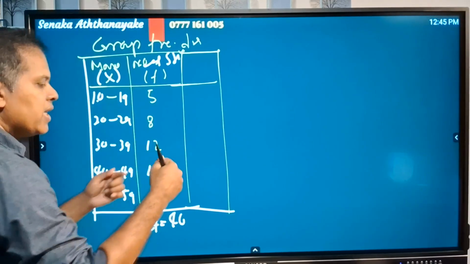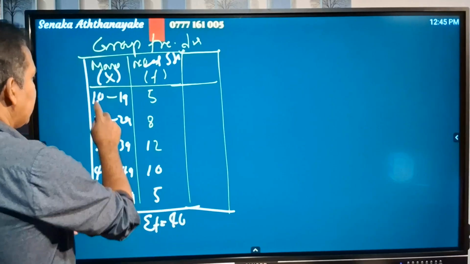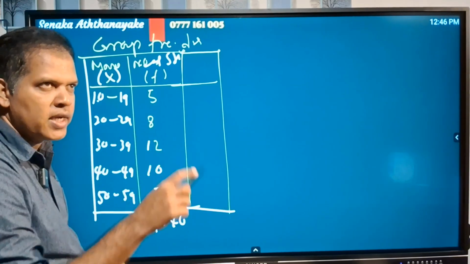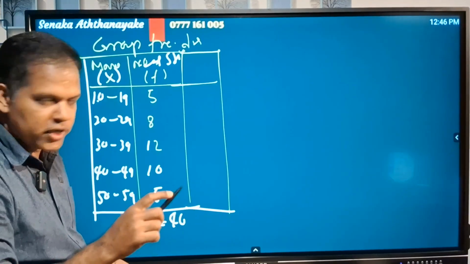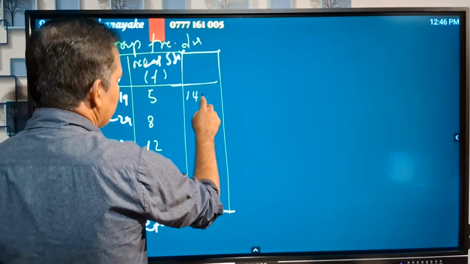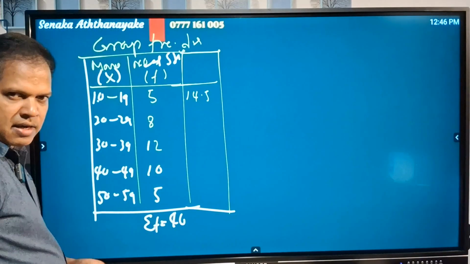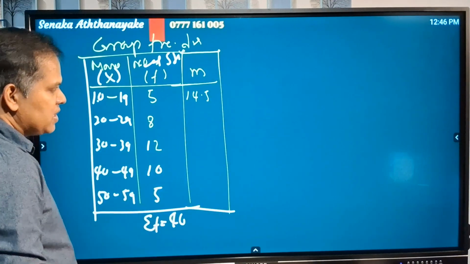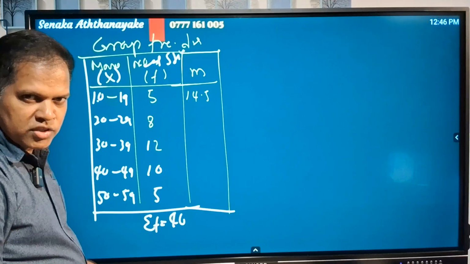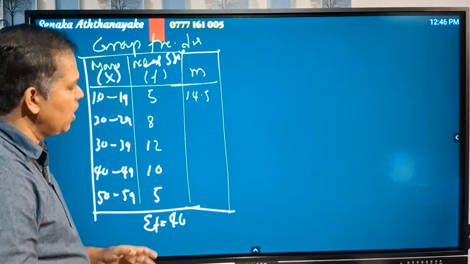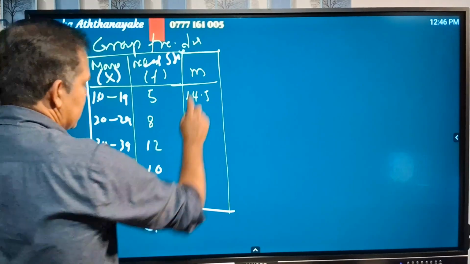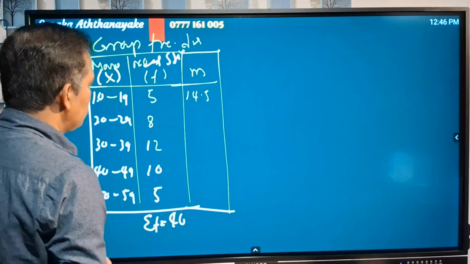These two values can be added and divided by 2. 10 plus 19 divided by 2. What is the answer? 10 plus 19 is 29, divided by 2 is 14.5. Yes, I am preparing another column with the mid value. I can denote it using the m value, or someone can use the x value. Both are the same, x or m. Any notation can be used.